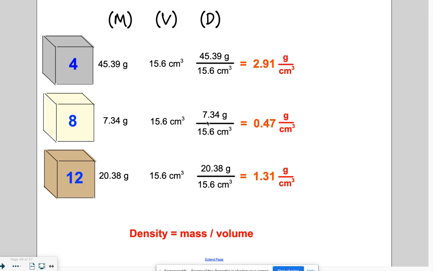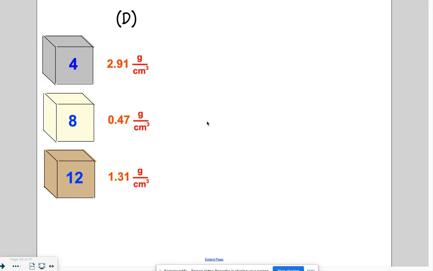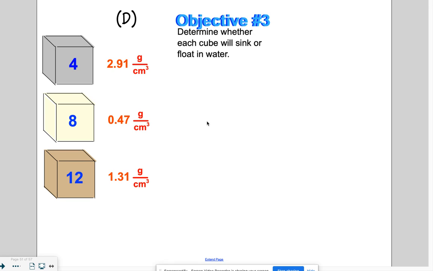But that doesn't matter. When we do our final calculations, our final answer cannot be more precise than our least precise measurement. So in this case, our least precise measurement is our volume, 15.6. Therefore, our density can't have more significant figures in it than that. Okay. We're going to put that in our data table, and we're getting close.